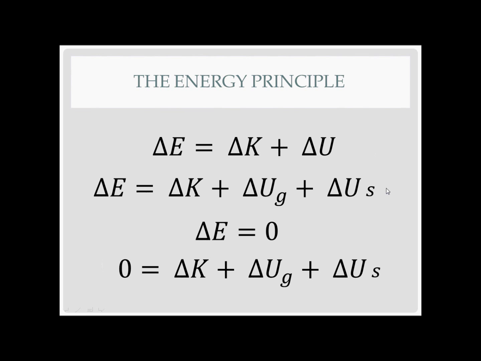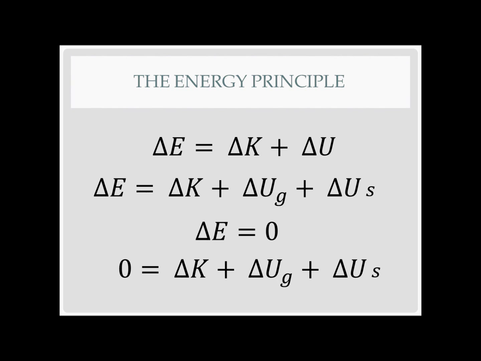Now, let's look at the energy principle. The total change in the energy of the system is equal to the change in kinetic energy plus the change in potential energy. Because the only forces acting on the system are the spring and the earth, the potential energy can be separated into the gravitational potential energy and the spring potential energy.